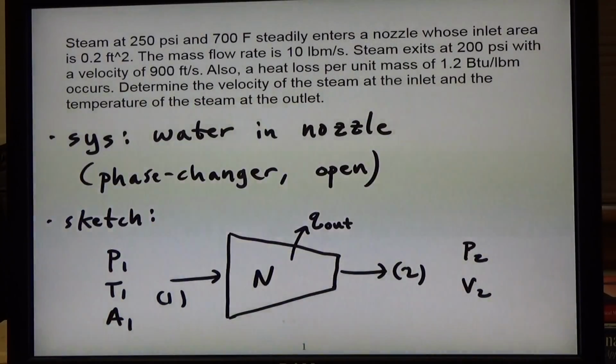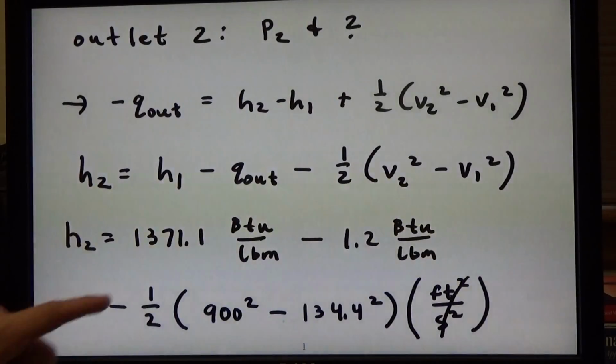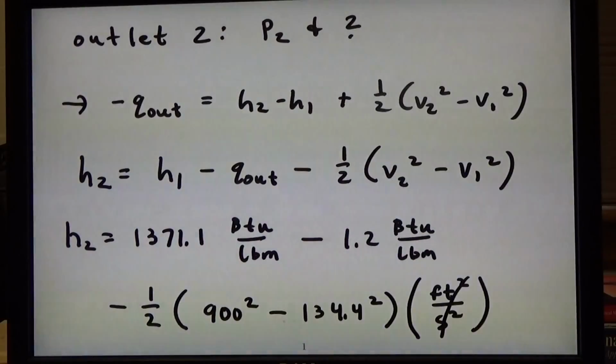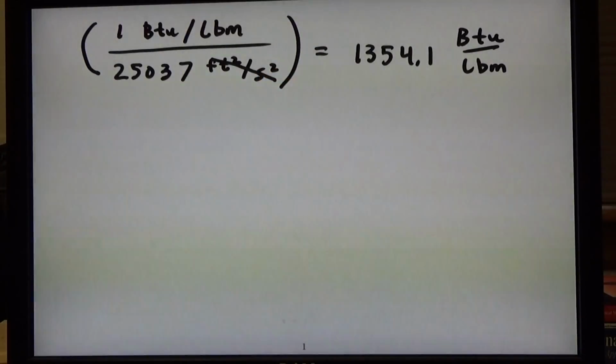So specific enthalpy at the inlet was 1371.1, and then that gives us a decrease in enthalpy to 1354.1. So we actually do get that decrease in enthalpy, and the numbers should be pretty similar. They're not going to be exactly equal to each other, of course, but they're not going to be super far away.